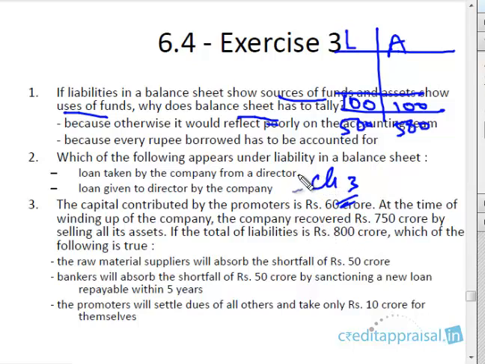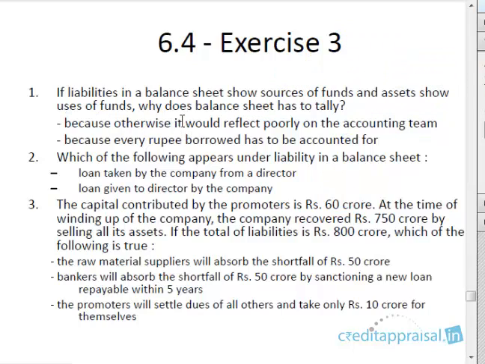But from a common sense point of view, we discussed that liabilities represent sources of funds. So all the items on the liabilities side represent sources of funds, and the asset side represents uses of funds. So if this is the case, why should a balance sheet tally? Is it because if it doesn't tally, it will reflect poorly on the accounting team? Or because every rupee borrowed has to be accounted for?